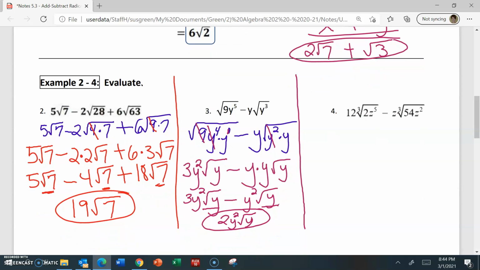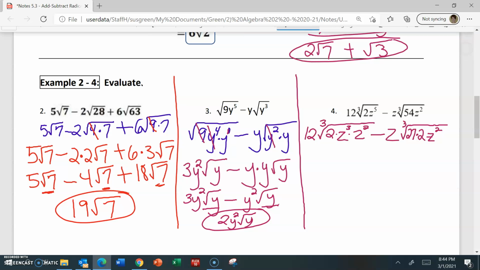So number 4. All right, as of right now, we don't have anything under the radical that's the same. So I always suggest simplifying first, okay? So I'm going to have 12 times the cube root of 2, and then I'm going to break up z to the fifth into z to the third times z to the second, okay? Minus z, cube root. There is a cube number that goes into 54, and that's 27, and that goes in 2 times. So 27 times 2, and then I can't really do anything with the z squared.